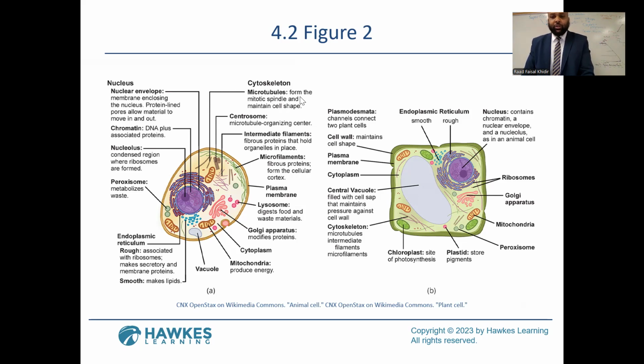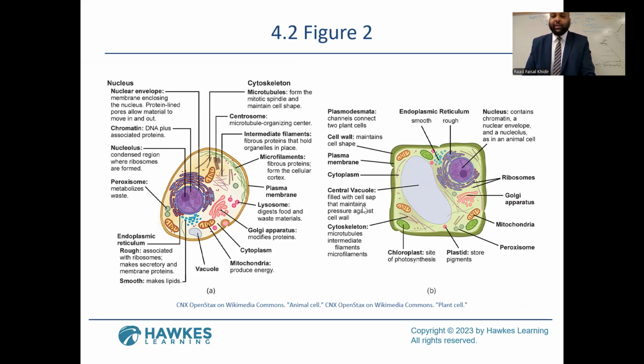There's the microtubules that form the mitotic spindle and they maintain the cell shape. Then there's the centrosome, that is the microtubule organizing center. So these are two cells. You have the human cell and you have the plant cell. The plant cell has this very big bag in the middle. What is it known as? This big bag in the middle here. That is the vacuole. That's the central vacuole.